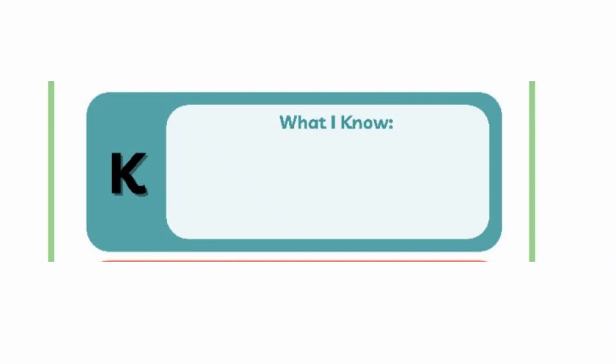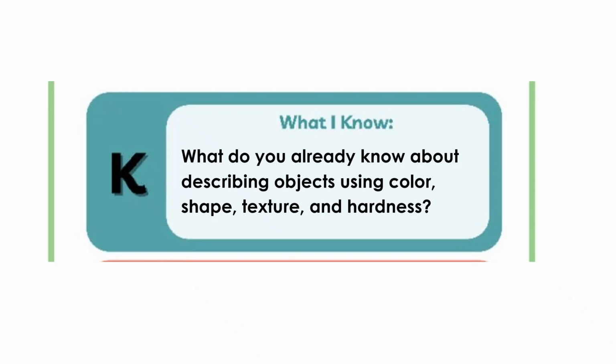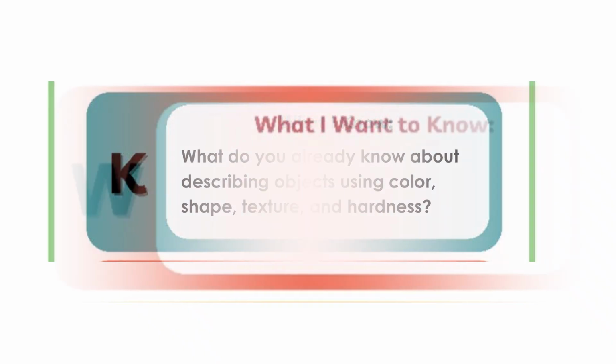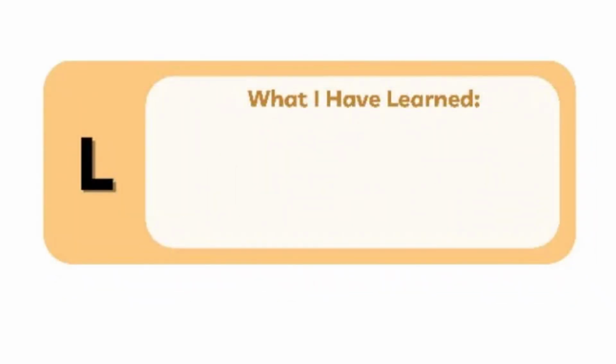Big letter K, what I know. What do you already know about describing objects using color, shape, texture, and hardness? What do you still want to learn about it? Letter L, what I have learned, you answer that at the end of the lesson. Later in the lesson, we will fill in the other columns as we learn more.